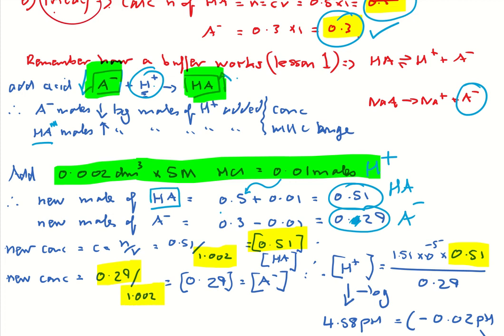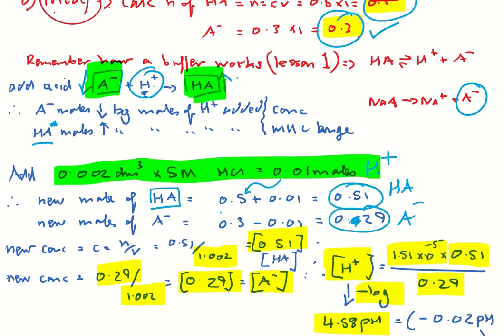0.29 divided by 1000 plus the 2 cc's again from earlier. Okay, gives me 0.29 molar, or moles per decimeter cubed of the A-. Pop that in there. I have the Ka from the previous question. That gives me my H plus ions. Minus the log of that gives me a pH of 4.58.